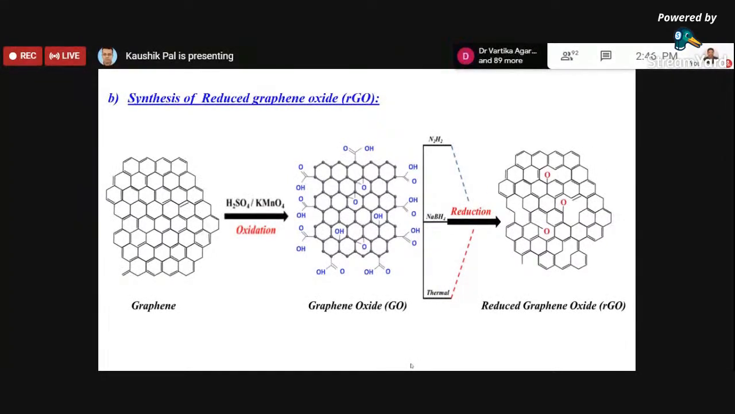Of course, there are certain drawbacks for the thermal method also, because you are heating it to a certain temperature, say suppose 1000 degrees centigrade. So what is happening? The material is decomposing. So that is another drawback of using the thermal method. So there are different methods, and we are using NaBH4.